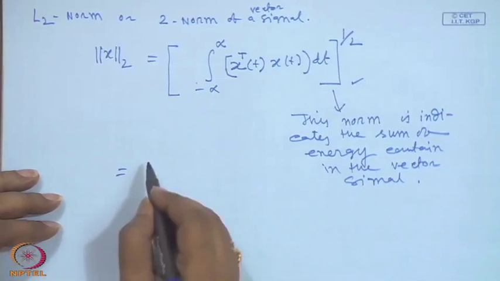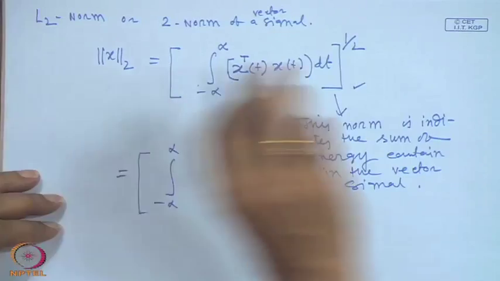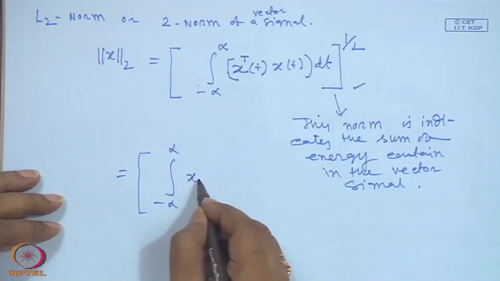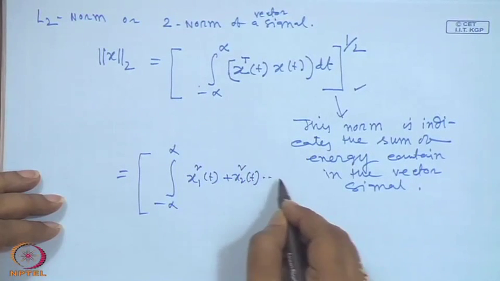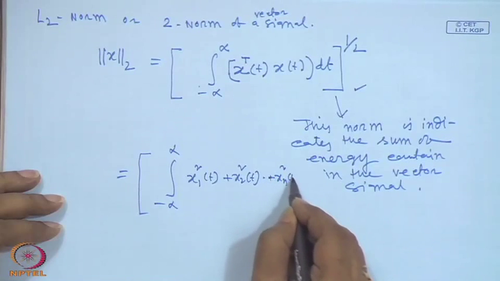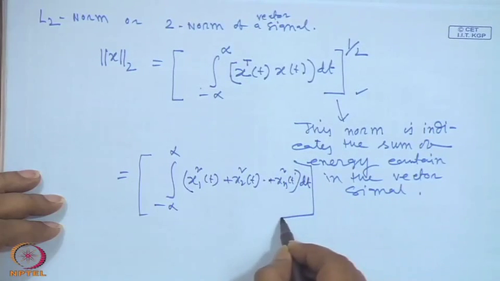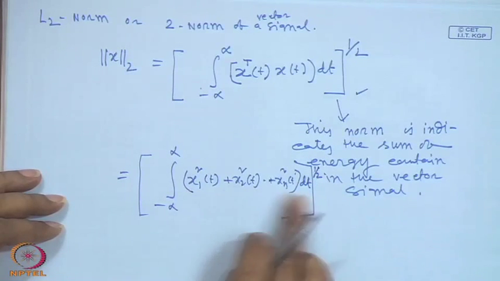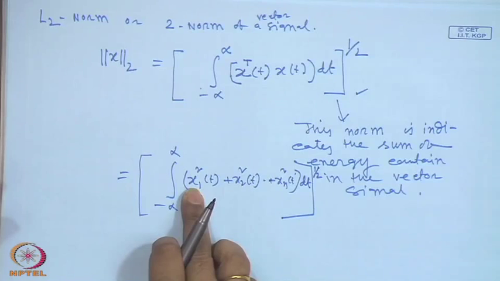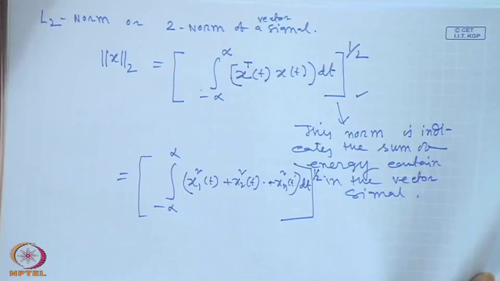So, if you expand this one, minus infinity to plus infinity, x transpose x, x is a row vector, this is a column vector, it is nothing but x1 square t plus x2 square t and so on up to xn square t, whole dt, then you are taking the half of that one. So, this indicates the energy, agree? Energy contained in that vector signal.